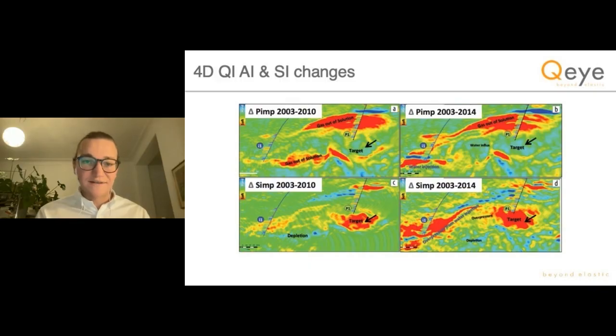So that's allowing us to be able to say with confidence that that anomaly in the P impedance is caused by a fluid effect and probably not a strong change in pressure.